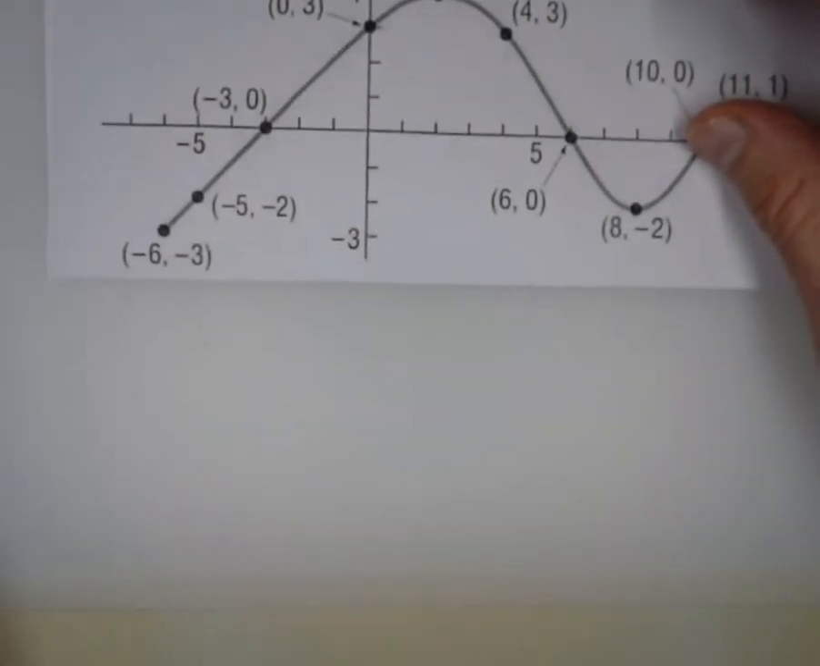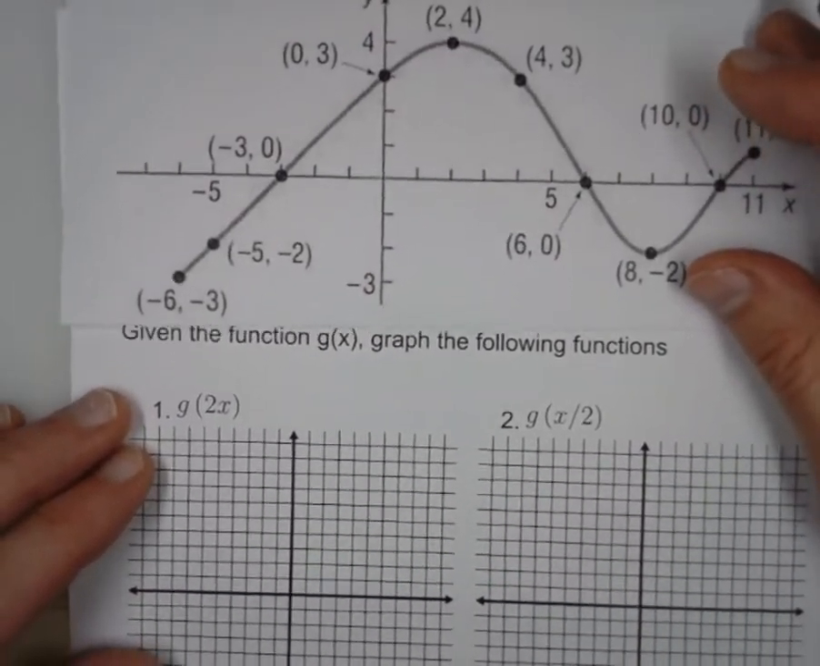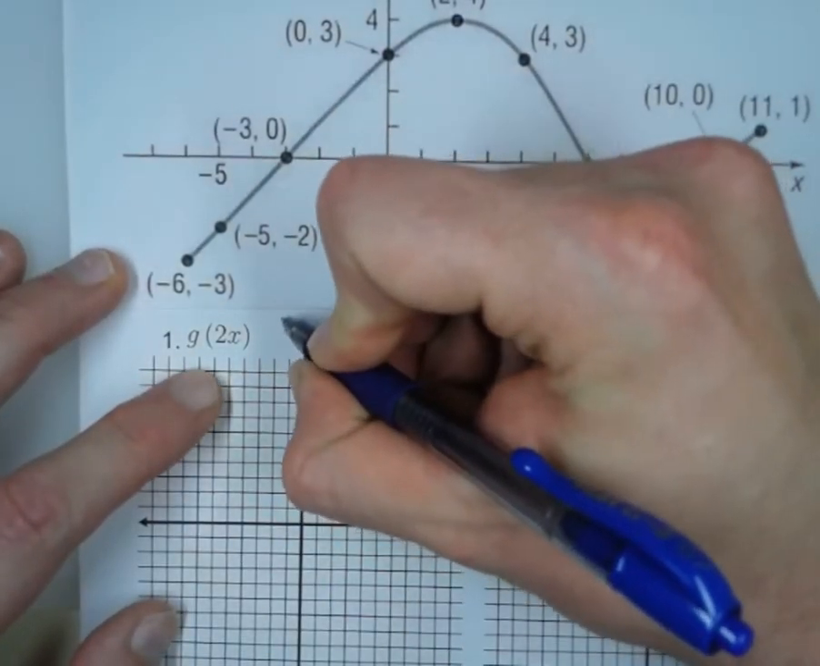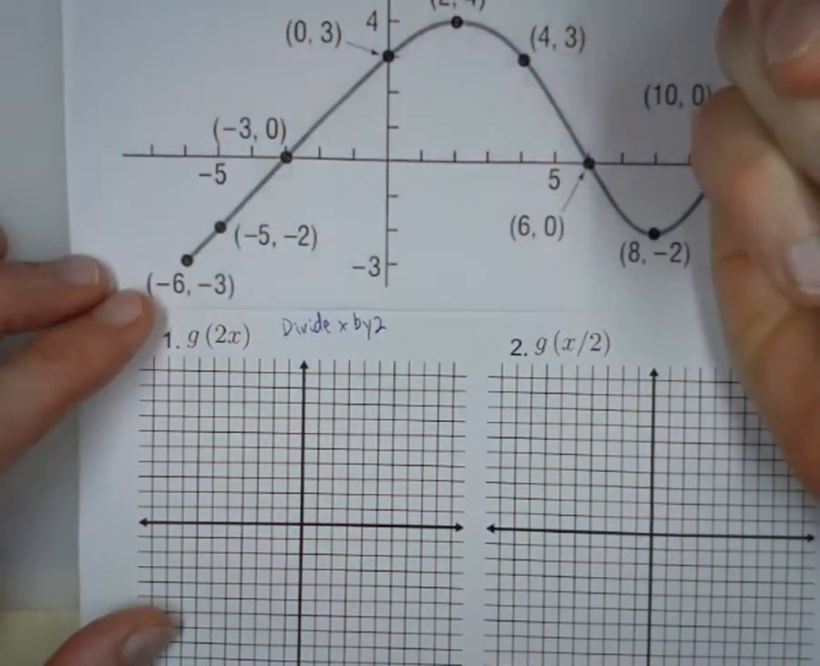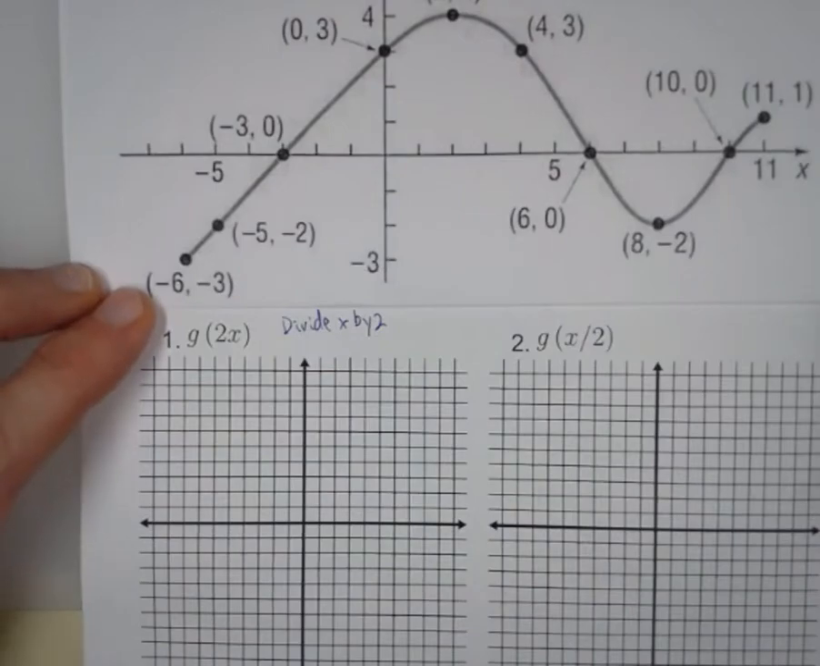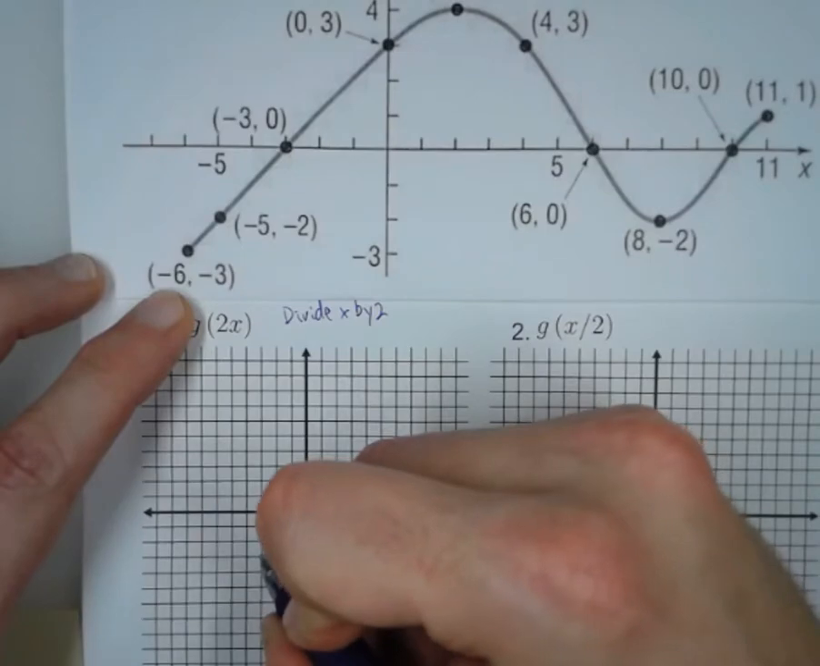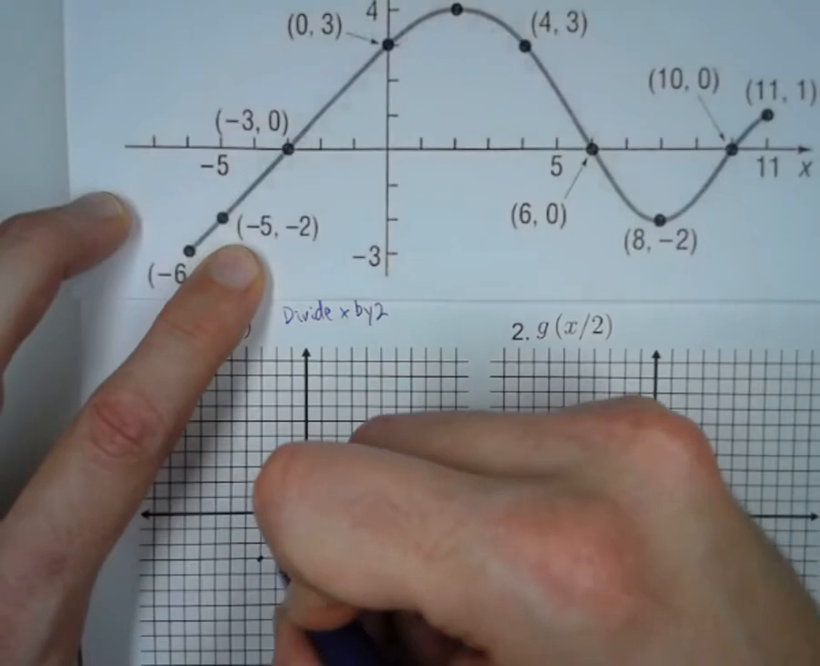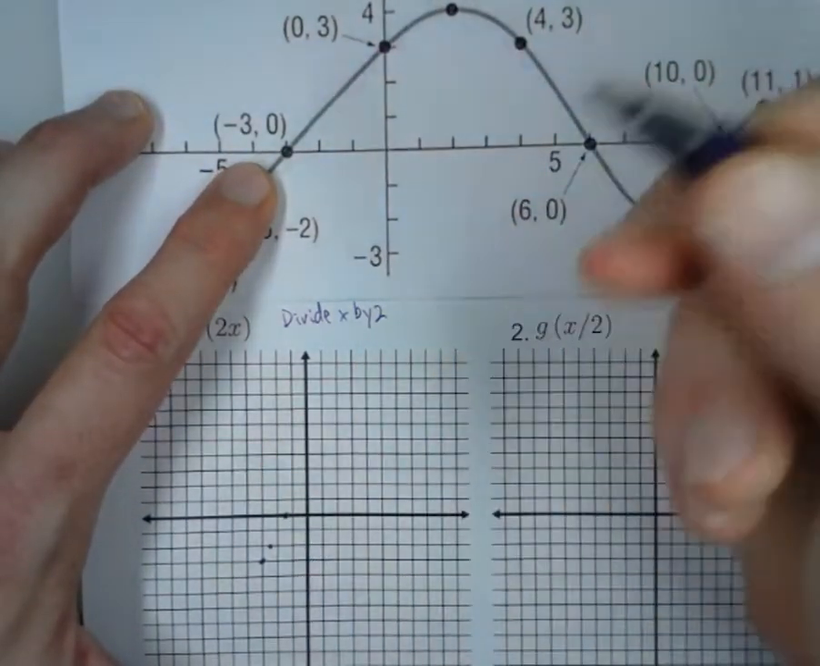So, as with that video before, we're going to use this graph to draw some functions. Here we have g of 2x. What this means is we are going to divide x by 2. So every x value on this graph is going to get divided by 2. Here -6 is actually going to be -3. So -3, -3. I'm going to leave the y values alone. Here, -5, -2, so that's -2.5, -2. -3, 0 is going to become -1.5, 0.